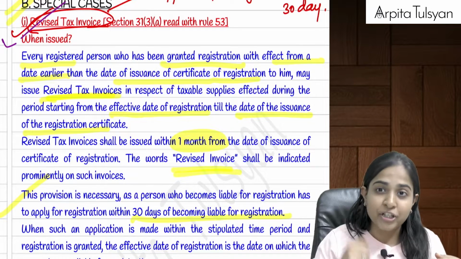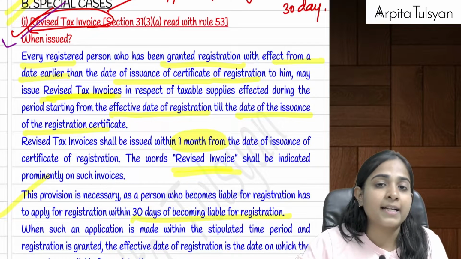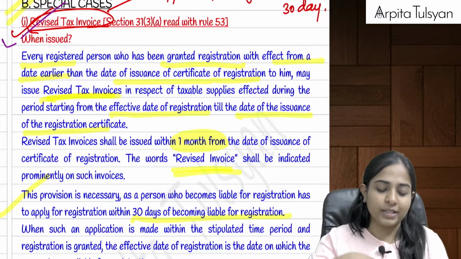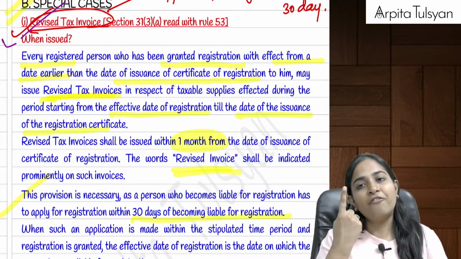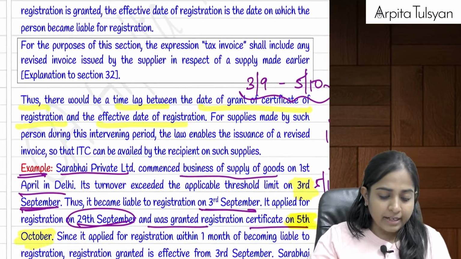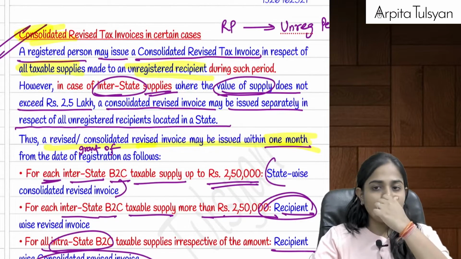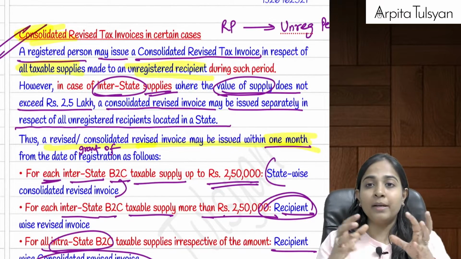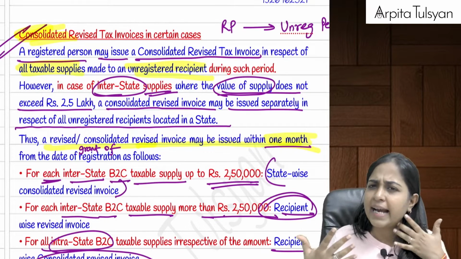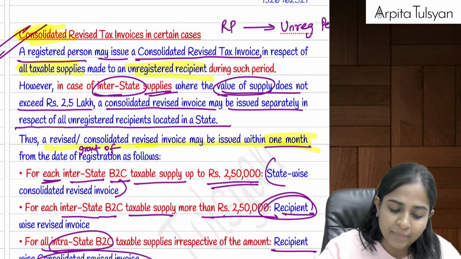You can collect GST from the other person, and the other person can also get the input tax credit on the basis of revised tax invoices. And these revised tax invoices should be issued within a period of 1 month from the date of grant of registration certificate, right? Then the next thing is, in case the period is let's say about 20, 25, 30 days, there will be many tax invoices which would have been issued. So can all the tax invoices be revised now?